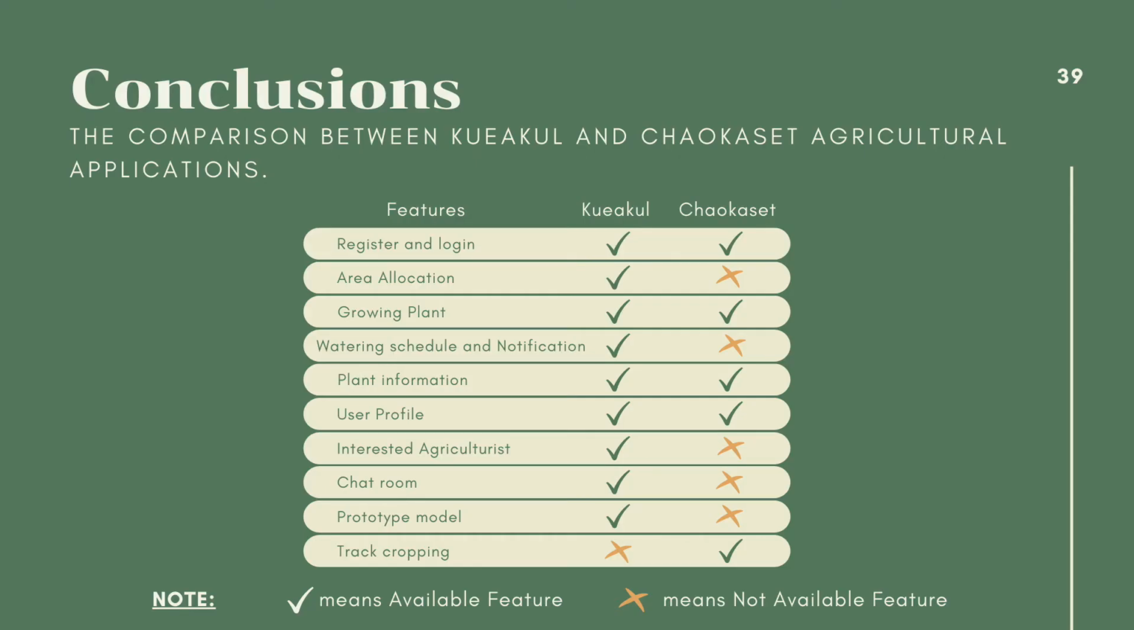The comparison between Gurkun and the Chao-Kase agricultural application. The Gurkun application has more features than the Chao-Kase agricultural application, which are missing. For instance, Gurkun provides plant area allocation, watering schedule and notification, interested agriculturists, a chat room, and a choice of prototype model. However, the Gurkun application is missing one feature, such as tracking crops.